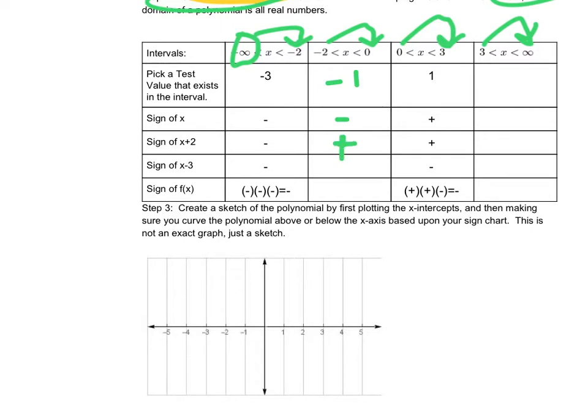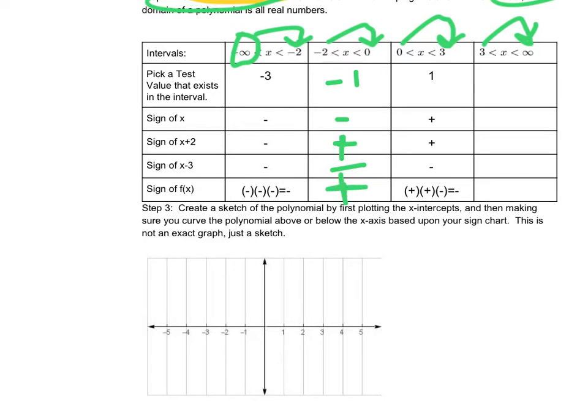And if I plug it into -1 minus 3, that's -4. That's negative. So I have a negative times a positive times a negative. Two negatives make a positive, times another negative is a positive. So the sign of my whole function is positive on this interval.